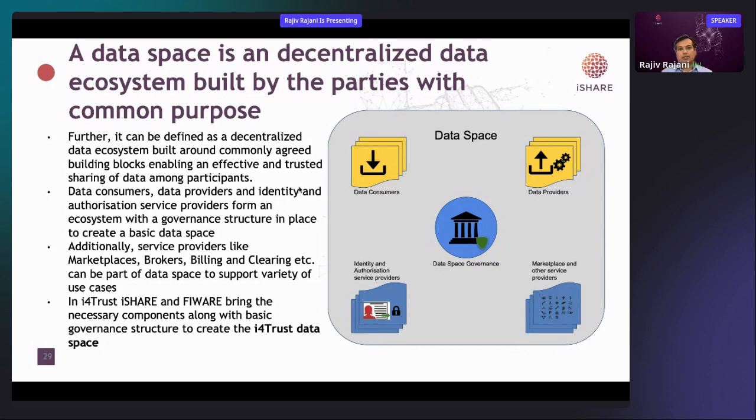So what you basically need is interoperable data spaces, where on one hand you are part of one data space, sharing data services and exchanging data with other participants, whereas on the other part of that use case, you need to exchange data with another participant in another data space. So you should remain interoperable with all of them. And in I for Trust, of course, iShare and FIWARE bring all the necessary components that are needed to get started with data spaces. But more on that later.